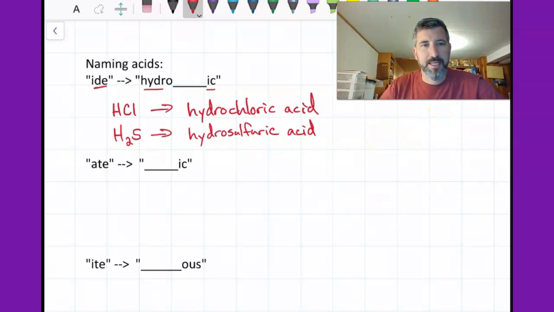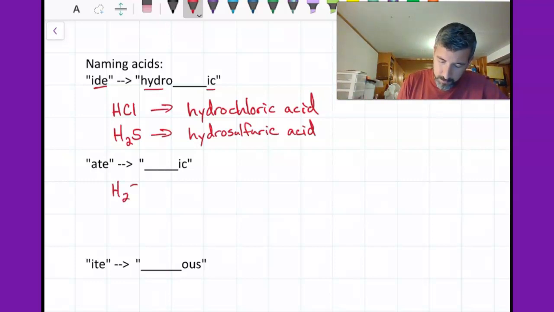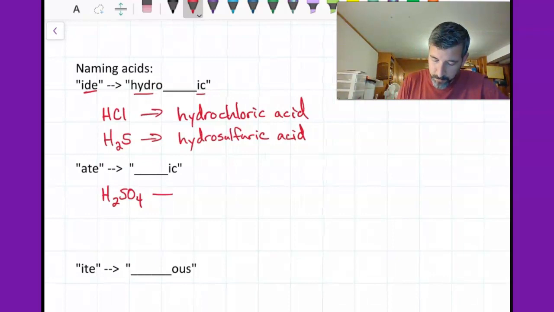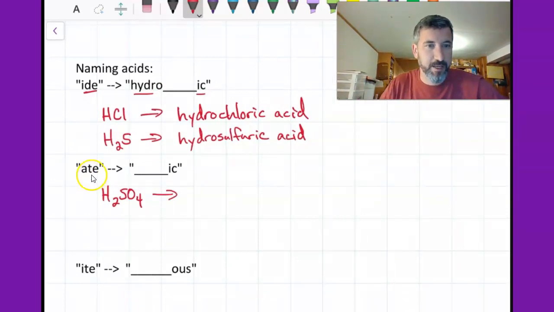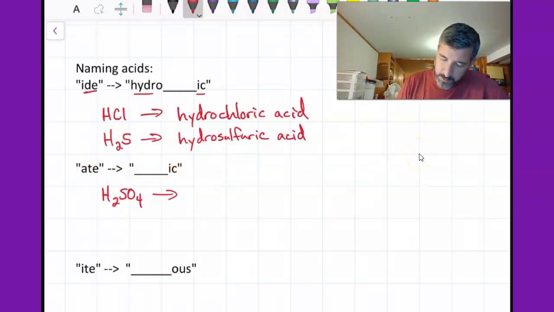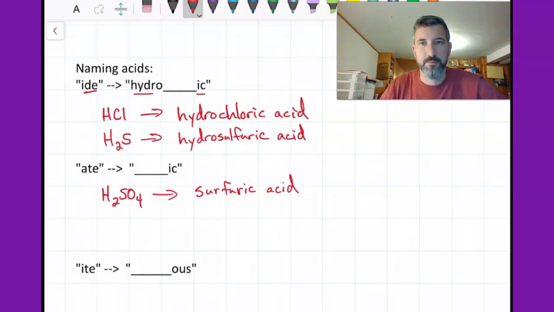All right, the next type would be ate. If you have a polyatomic ion that ends in ate paired with hydrogen, like for example, H2SO4, hopefully at this point you recognize SO4 is sulfate, right? So therefore, this could be called hydrogen sulfate. So if it ends in ate, no prefix anymore, but we do still give it an ic suffix. So this would be called sulfuric acid. And this is probably a familiar name to you. This is what's in like battery acid.